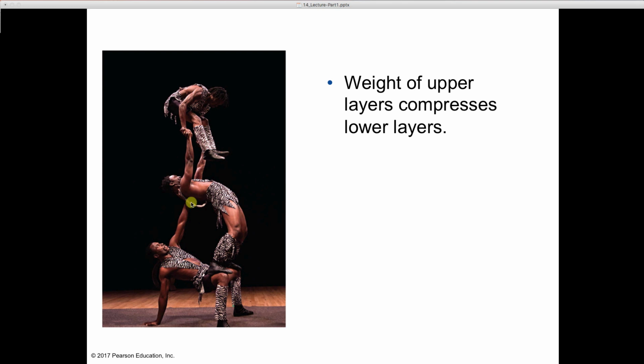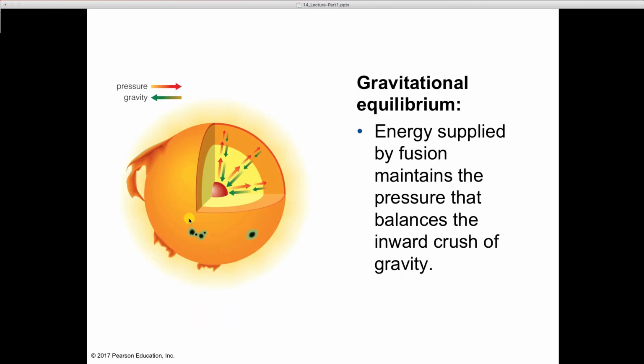So there's what we might call a gravitational equilibrium, where gravity's trying to squeeze the sun to make it smaller, everything's trying to get closer to the center, but then there's some kind of pressure pushing outward to prevent the sun from getting smaller. So if we look at that in terms of the sun, all these layers have weight to them, and gravity's trying to squeeze everything.